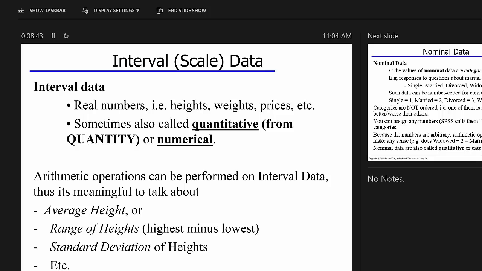We can compute standard deviation. This is a little bit harder to interpret. We're going to discuss later how to interpret standard deviation. We can also compute percentiles, and we'll discuss that later too. So on interval data, you can do practically all kinds of computations. This is a highly privileged data type, okay?